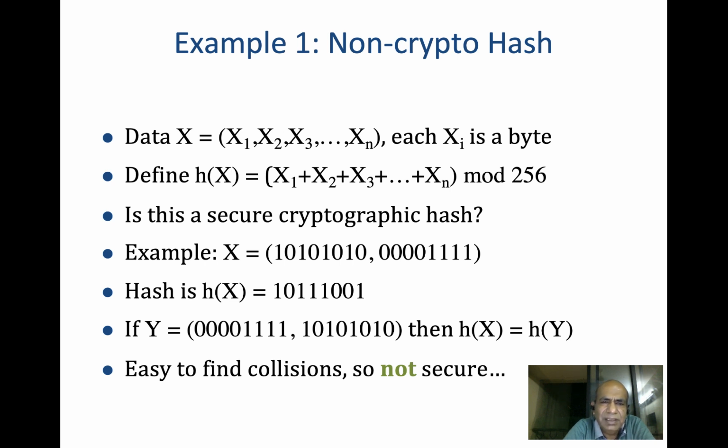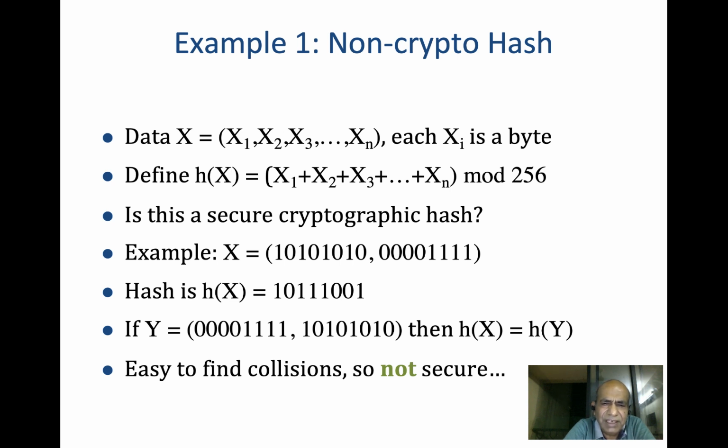So take an example of two numbers or 2 bytes, which is 10101010, and the second one is 00001111. H of x is nothing but just the addition of these two.